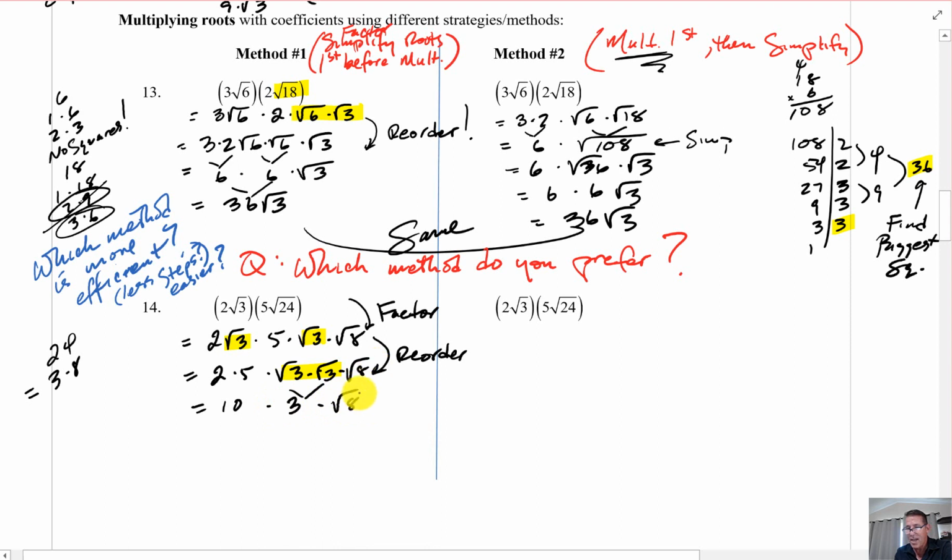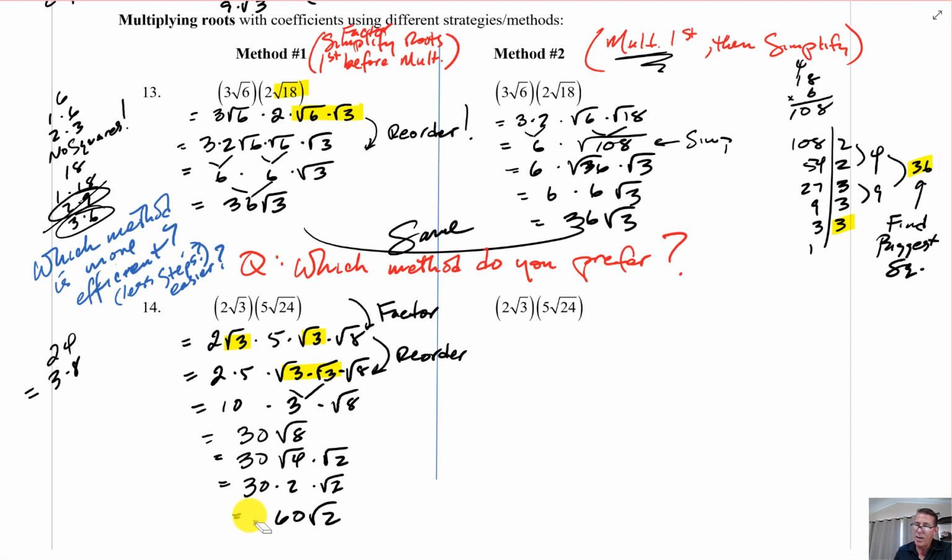I have to factor the 8 again here. So right now I have 30 root 8. But again, this is root 4 times root 2. So I have 30 times 2 times root 2, which is 60 rad 2. So that's one way to do it. You don't have to do it that way. You could just flat out multiply.